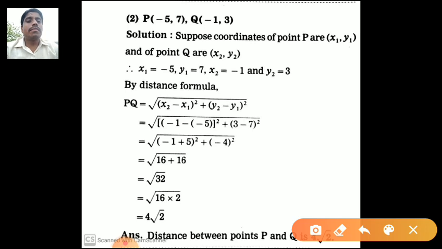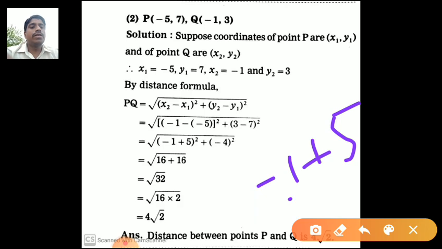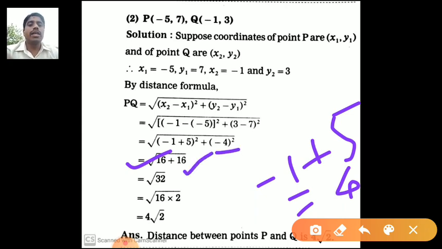Here x2 means -1, minus, and x1 means -5, in bracket, minus (-5) whole square, then plus y2 minus y1, where y2 is 3 and y1 is 7. We put the values of y2 minus y1 here, 3 minus 7, and calculate this example. -1, minus, gets plus. That means -1 plus 5 is equal to 4, and 4 square is 16. And again 3 minus 7 is -4, and the square of -4 is also 16.